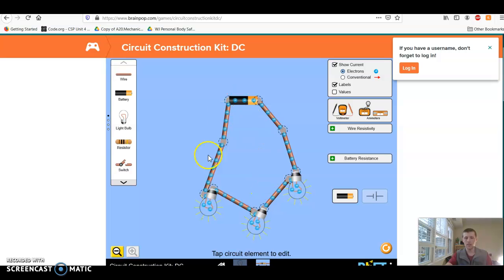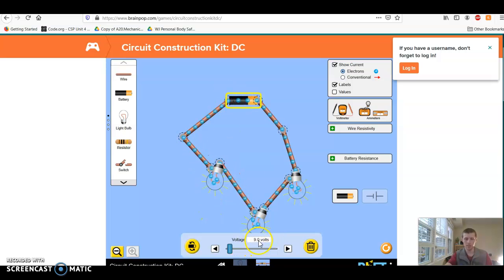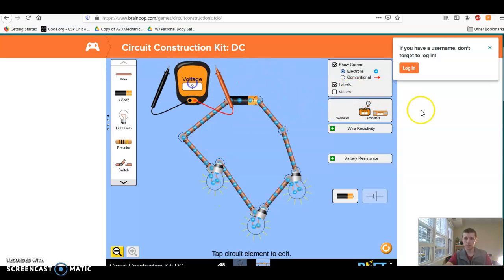Well, you'll notice that the light bulbs are much dimmer than when we just had one. And the reason for that has to do with the amount of power we're able to get out of this battery. This battery has a certain voltage drop across itself. In this case, it happens to be 9 volts. And we can measure certain things about this particular circuit by using the voltmeter and the ammeter, as previously mentioned.